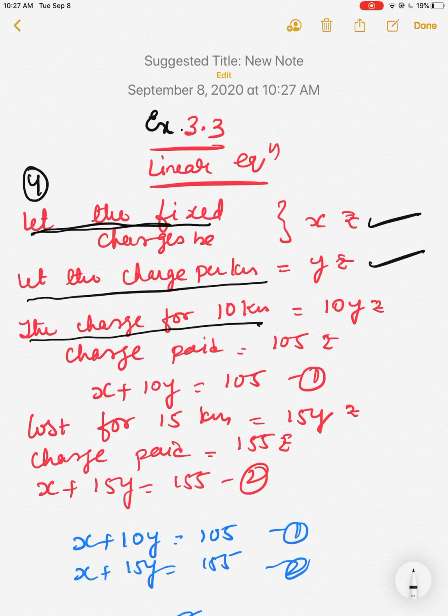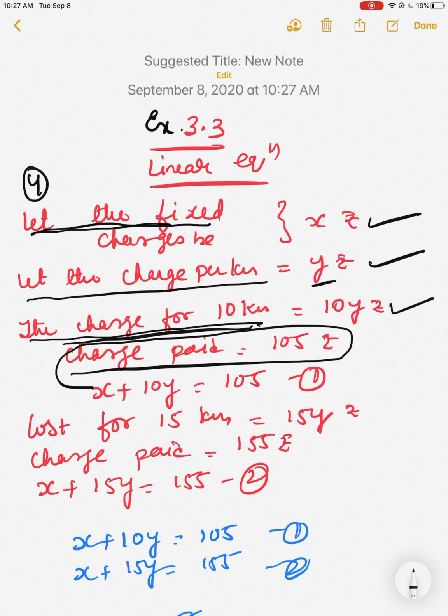Now the person has traveled 10 kilometers. So charge per kilometer is y rupees, and charge for 10 kilometers is 10y rupees. When he travels 10 kilometers, he has paid an amount of 105 rupees. That means in this 105 rupees, the fixed amount as well as the charge for 10 kilometers is there. So x, the fixed amount, plus 10y is equal to 105. This is the first equation.